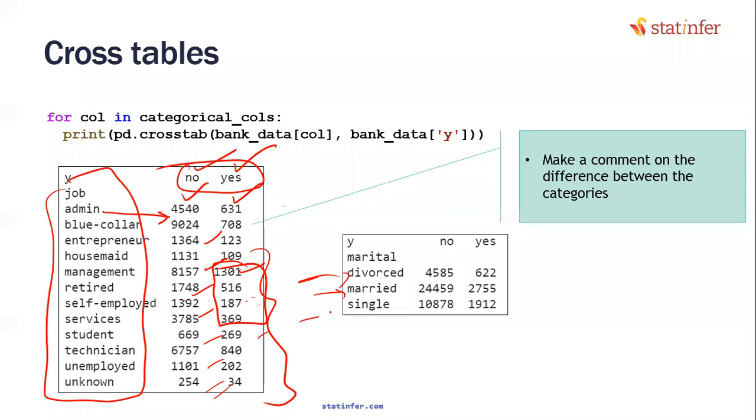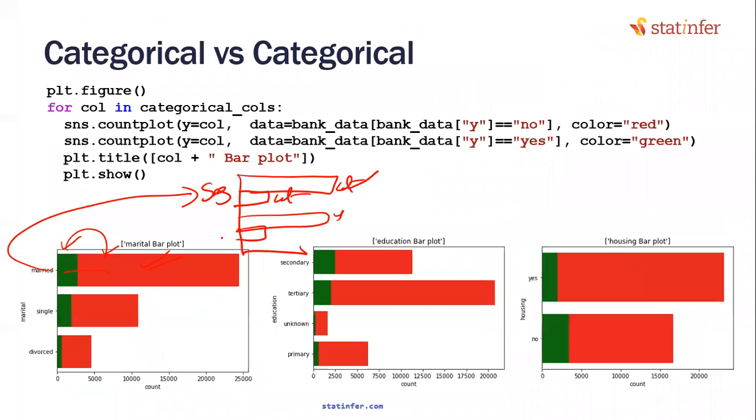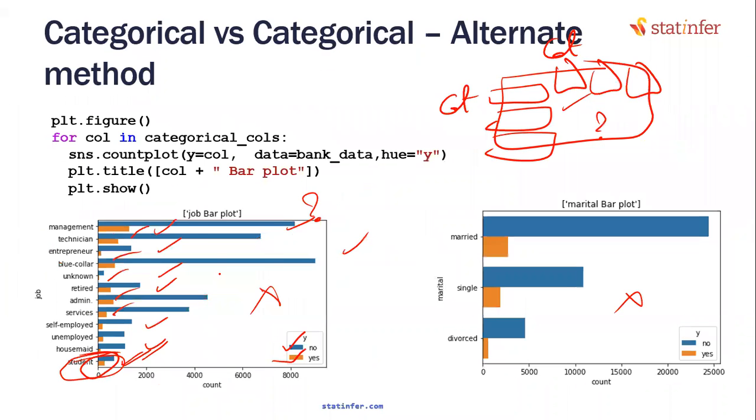Divorced or married or single, most of them are not buying. Very few people are buying. No relation. So that is category versus category. What do you show? You can draw a box plot, or you can draw bar charts, or you can show the cross tab.